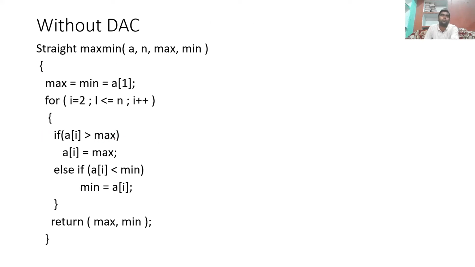So this is without divide and conquer. First of all, straight maximum, meaning without the divide and conquer strategy. So this A is given, this is the array, and this N is the size of the array, and max and min is what we are finding, maximum and minimum. So initially I am assuming maximum and minimum as the first element of the array. So in our case, what will be the first element? The first element will be like this.